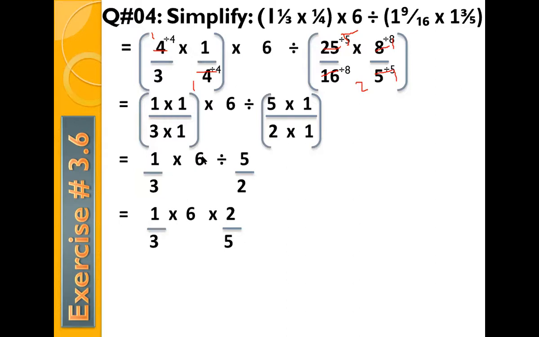Okay, students, in this step, please do not reduce this one. 3 ones are 3, 3 twos are 6, because according to the DMAS rule, you have to solve the division first, then move on to the multiplication. That's why I'm not going to divide this 3 by 6.